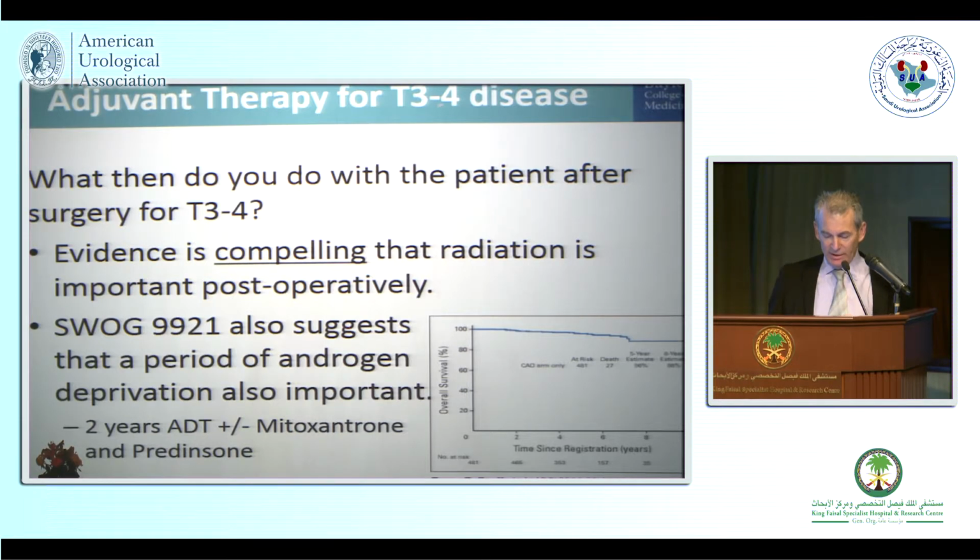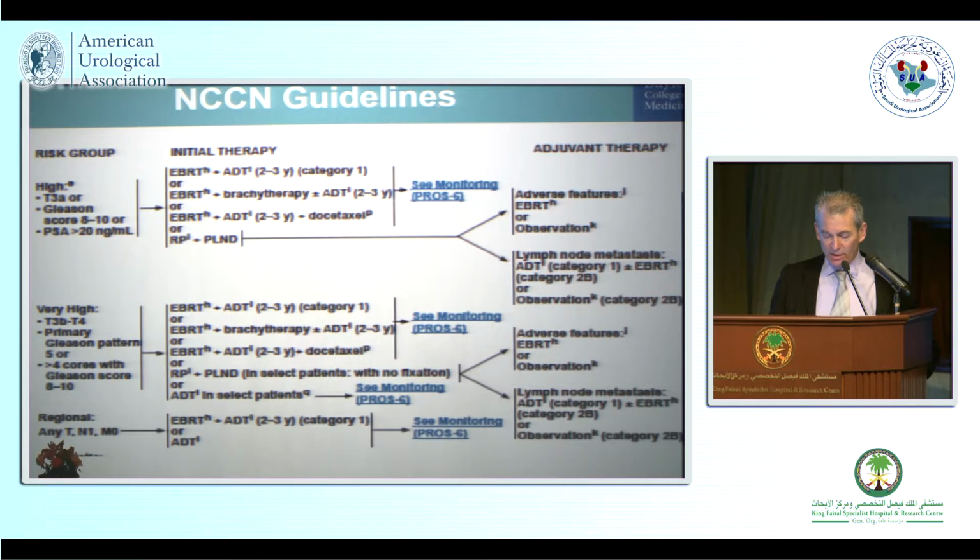So what to do? Again, the compelling evidence is for radiation therapy. There may be a role for hormone therapy in that setting. This was ADT plus or minus mitoxantrone, and that trial was stopped early because of some of the lymphoid cancers that were associated with mitoxantrone. But you can see that hormone therapy does provide long-term cancer control in this high-risk setting. Then the guidelines really provide options for all of those in the context of high-risk disease.